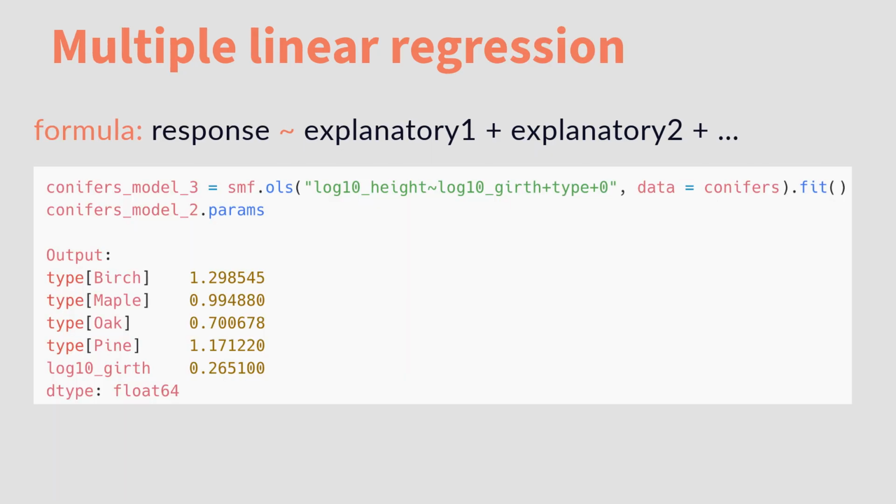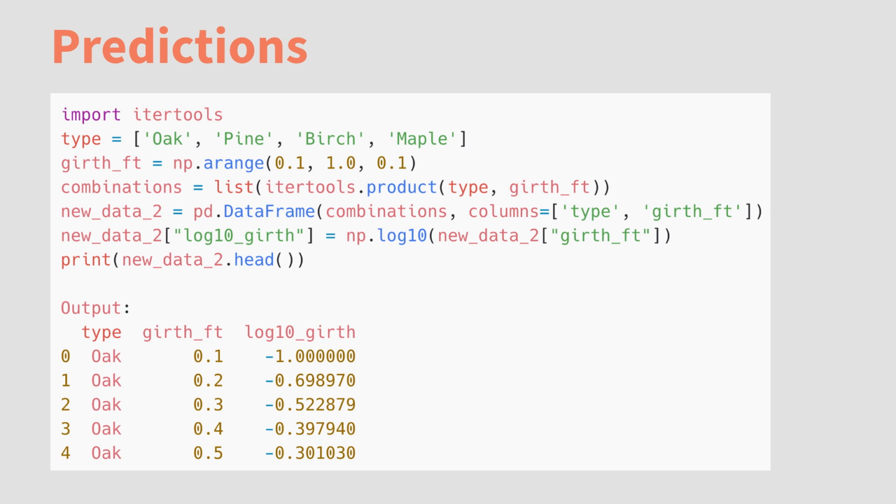To run a multiple linear regression as before, we run the function OLS. In the formula, we specify log10_height on the left side and log10_girth plus type plus 0 on the right side. For the data argument, we use conifers. Then we call the method fit and save it in the conifer_model_3 variable. When we run the params attribute on the model object, we see that it returns 5 coefficients, one for the log10_girth, and the rest are for the different types of conifer trees. To make predictions with our multiple linear regression model, we first need to format our data as a pandas DataFrame.